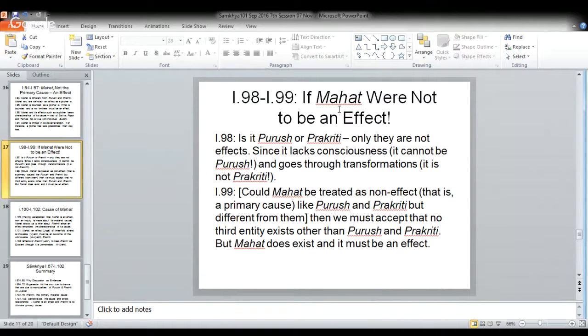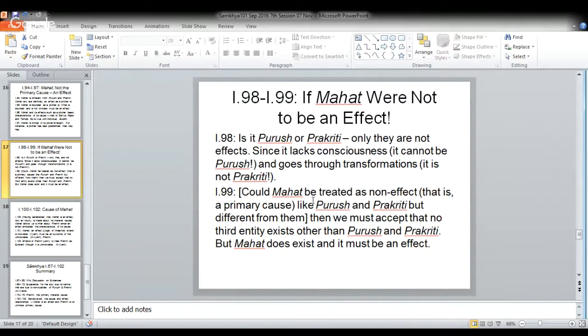Now, if somebody says Mahat were not an effect, let's make it so that instead of Purush and Prakriti, there are three causes: Purush, Prakriti, and Mahat. Then is it Purush or Prakriti? Now he says there are only two things, conscious things or unconscious. If you say Mahat is independent, is it Purush or Prakriti? You have to decide. Is it a conscious thing or an unconscious thing? Only they are not effects. Since it lacks consciousness, it cannot be Purush, and it goes through all kinds of myriad transformations. It is not Prakriti. So he says that possibility is not there.